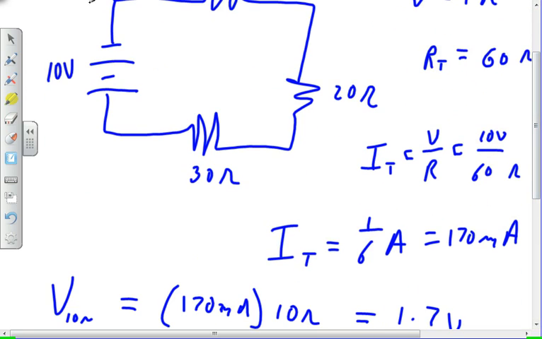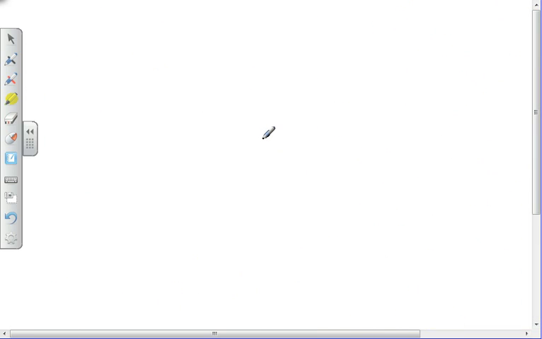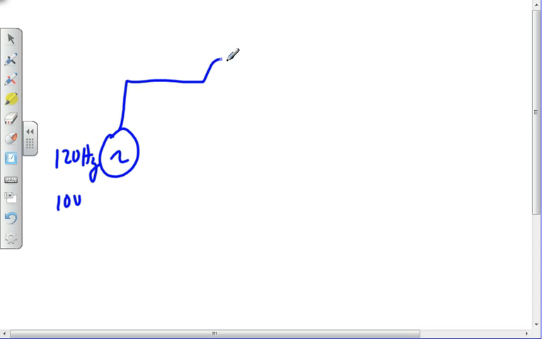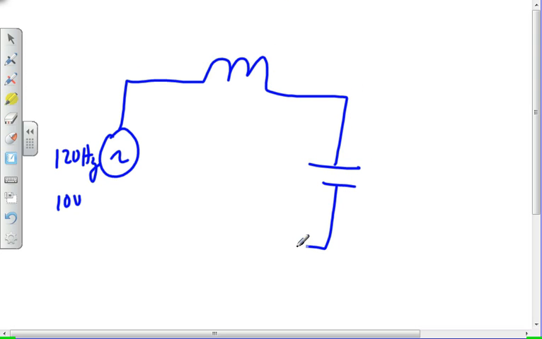Okay, so now we're going to do something different. What do I want to do different? All right, we got some AC circuit. I got 120 hertz, and I've got 120 volts. Why don't we have 10 volts? And I've got an inductor, and a capacitor, and a resistor.